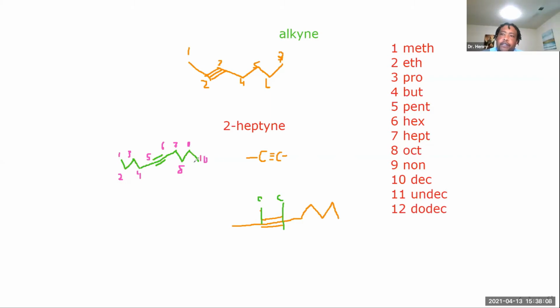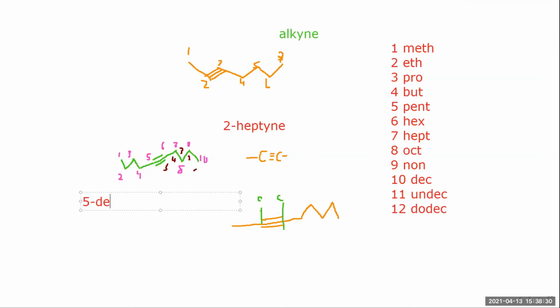Okay, so if we count it from the other way, it would be 1, 2, 3, 4, 5. So it's the same either way, right? So this guy would be called, you said 5, decine.